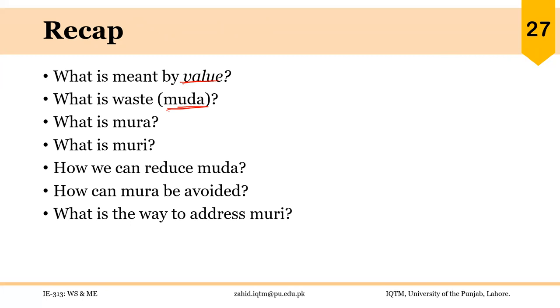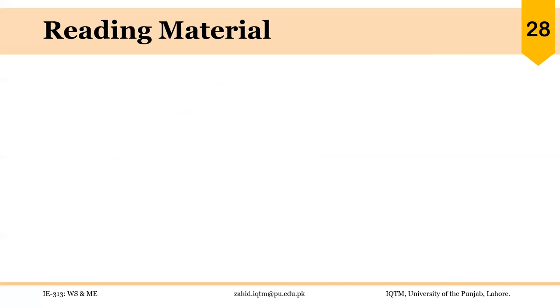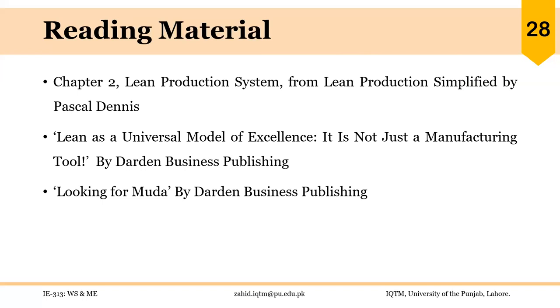What is mura or unbalanced? What could be different forms of mura? What is muri or overburdened? And what could be different forms of being overburdened? In the following lectures, we will discuss some more topics. You can go through chapter number 2 from Lean Production System and these two reading materials for clarifying the concepts further.